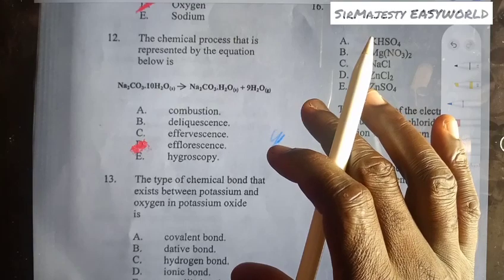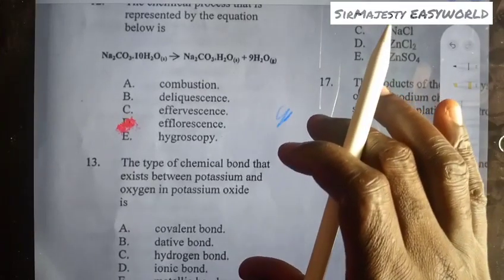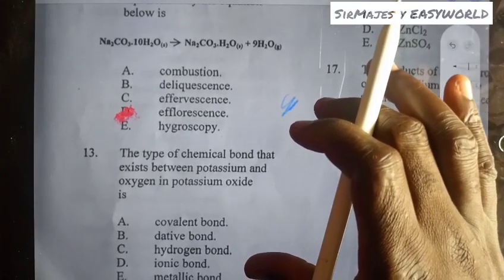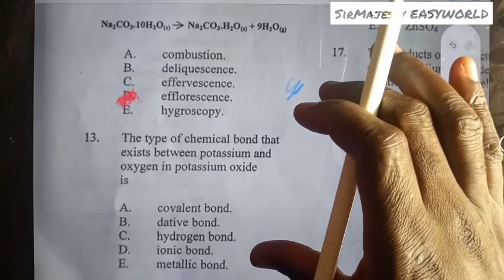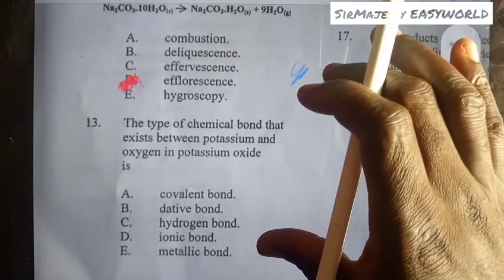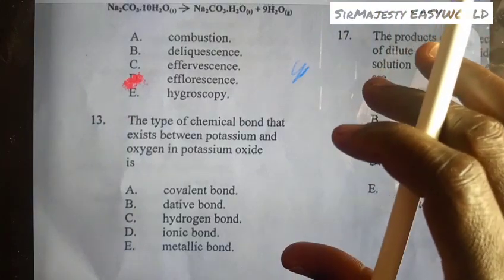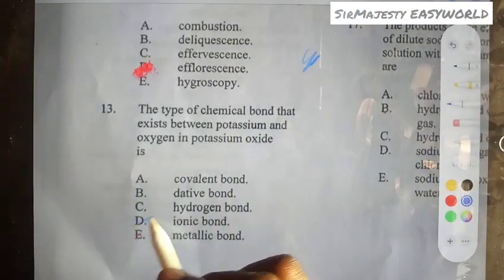Exposure to the atmosphere makes it lose 9 out of 10 of its water of crystallization. The type of chemical bond that exists between potassium and oxygen in potassium oxide is ionic or covalent, ionic or electrovalent, which is option D. It is ionic.